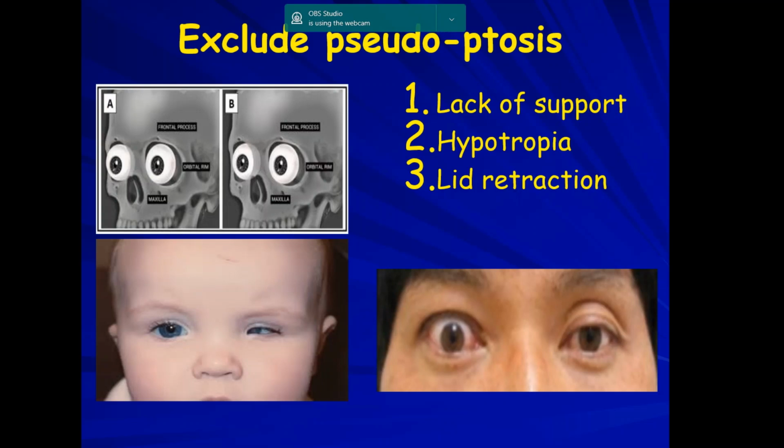The other photo here is confusing. Either this is a right upper lid retraction or left ptosis. But by knowing that normally the upper lid covers 2 mm of the upper cornea, we should know here that this is a right upper lid retraction rather than left ptosis.